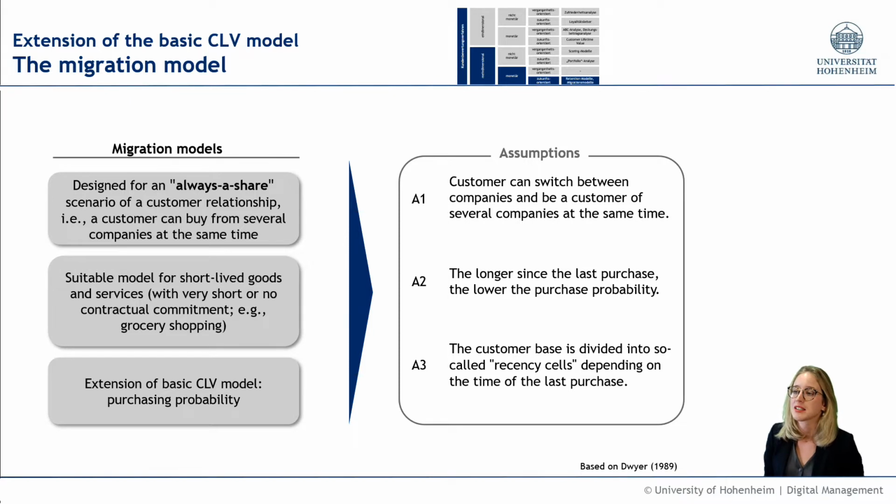The first assumption is that customers can switch between companies and be a customer of several companies at the same time. So sometimes you can buy groceries on a single day from 2 different stores. So that's very likely, right? We have a second assumption: the longer since the last purchase, the lower the purchase probability. This assumption simply says that when a customer hasn't bought from a particular business for a long time, it's not very likely that he or she is going to buy again in the near future.